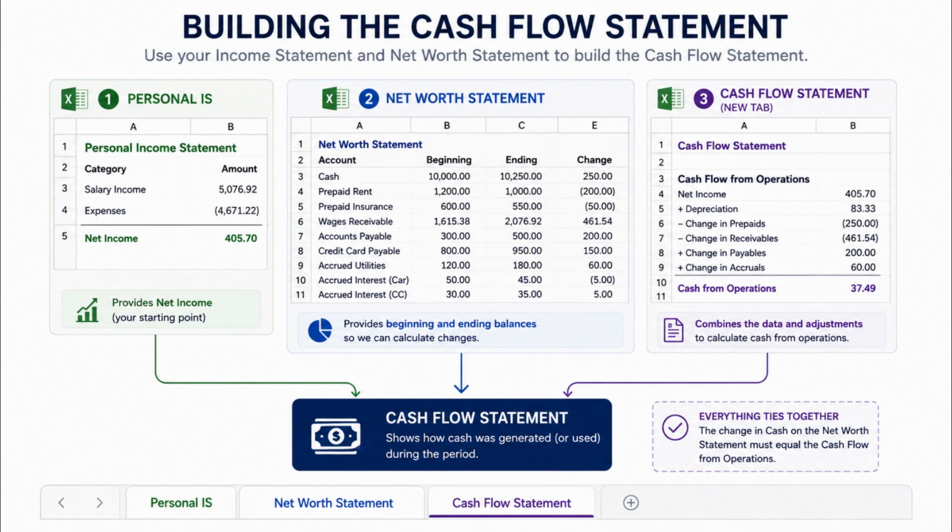So now that we understand the logic, let's build it. We're going to use our financial system, the personal income statement tab, the net worth statement tab, and everything will tie back exactly. Now, whereas you'll see the cash flow from operations on this picture, you need to think of that as cash flow from living activities, because that's what it is. It's not so much operations as it is just your life.